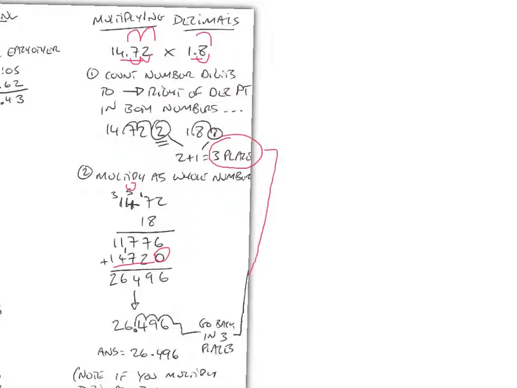we had 3 decimal places, so from the right hand side of our 26496 we literally count in 3 places, and we put our decimal point between the 6 and the 4 to get our answer as 26.496.